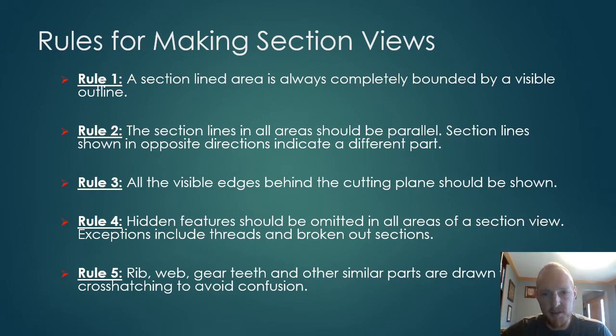And sometimes it requires some real thought to know what is going to be shown behind those cut edges. Also, hidden features should be omitted, so you're not going to see any hidden lines that go through the section view where it's been cut. And also, if there are some real detailed features like ribs, webs, gear teeth, where there's a lot of different lines that are shown, you don't want to see those through the cross-hatching, so we want to try to make it as simple as possible.